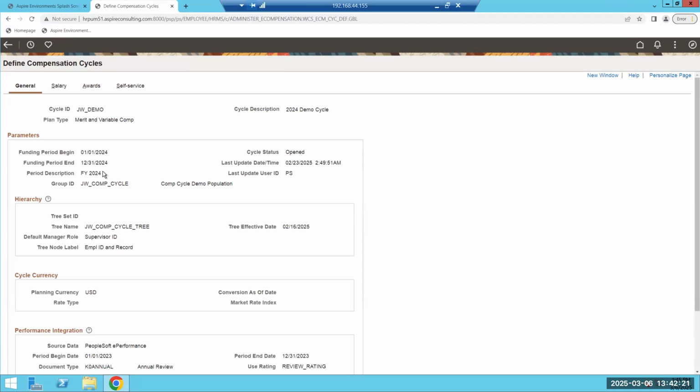Period description is kind of important because it's what the manager will see on that allocate compensation page. Remember the first page we went to, where the manager saw all the different cycles that they need to plan for? Period description is what shows up there.